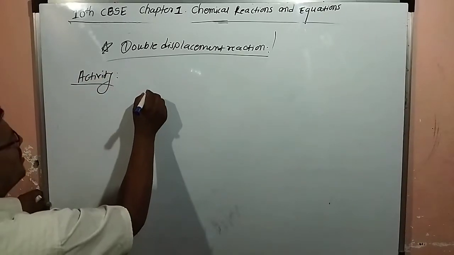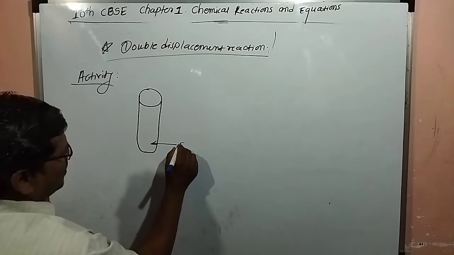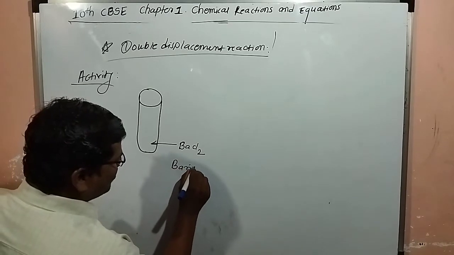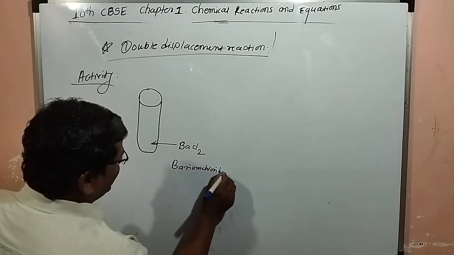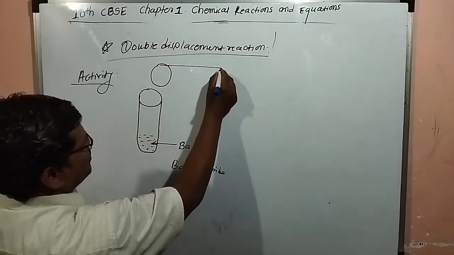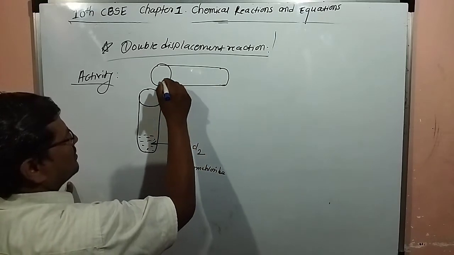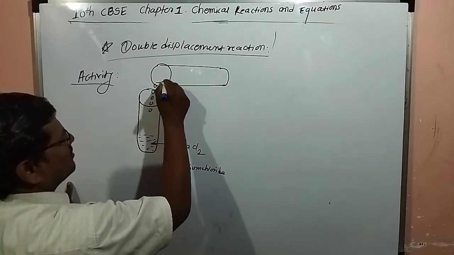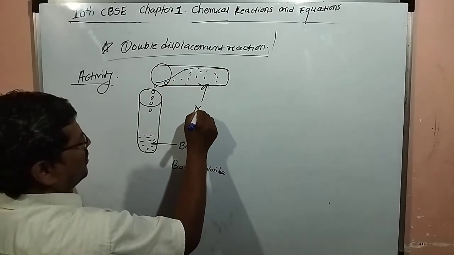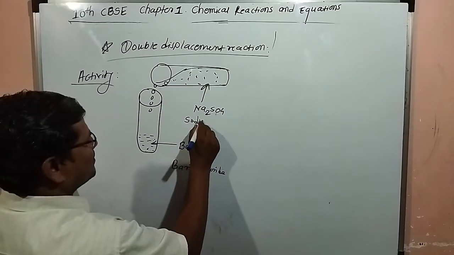In the activity, you have to take one test tube, and in that test tube you take barium chloride solution, BaCl2. Then you take another test tube, and in that test tube you take sodium sulfate, Na2SO4. You pour the sodium sulfate into the barium chloride solution.